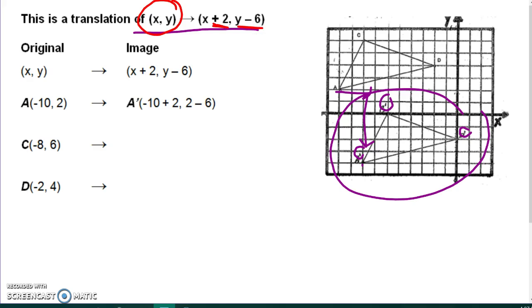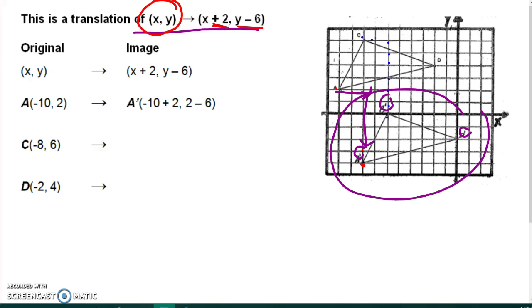And I can confirm that. If I go to A and I count over 1, 2, and down 1, 2, 3, 4, 5, 6. Notice I'm right back on A'. So similarly, for C, if I go over 1, 2, and down 6, I'm right at C'. And this is how this works.